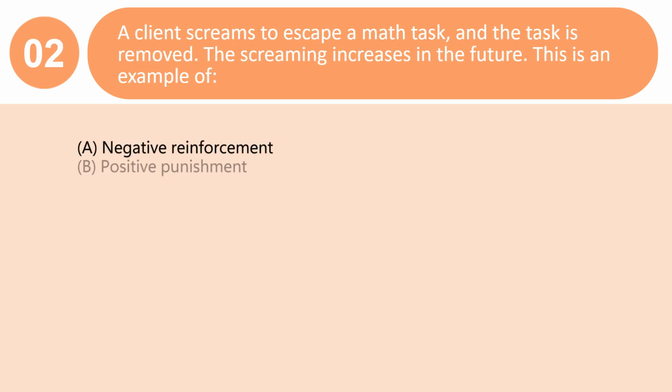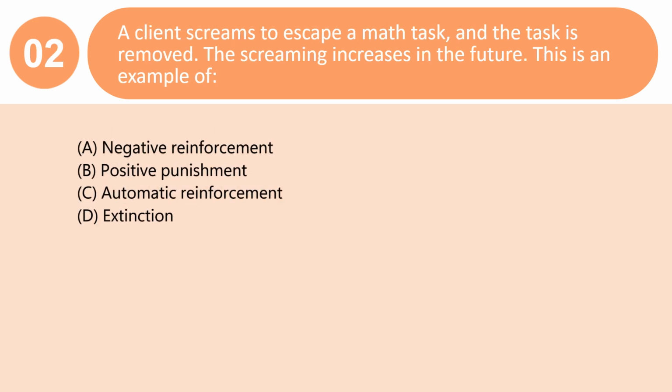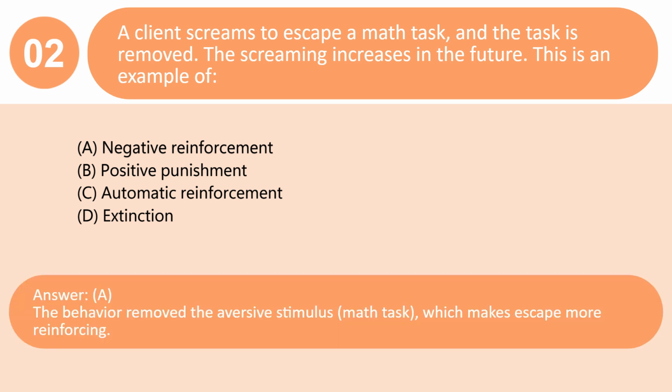A client screams to escape a math task, and the task is removed. The screaming increases in the future. This is an example of A. Negative reinforcement. B. Positive punishment. C. Automatic reinforcement. D. Extinction. Answer A. The behavior removed the aversive stimulus, the math task, which makes escape more reinforcing.